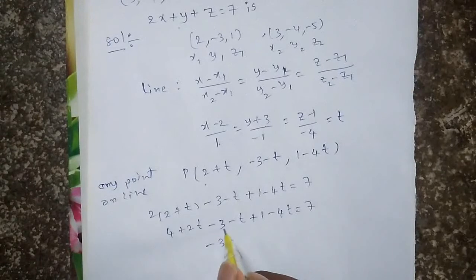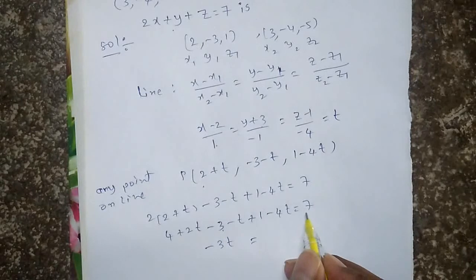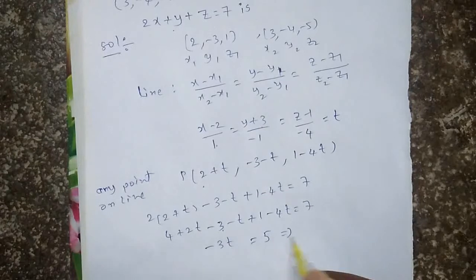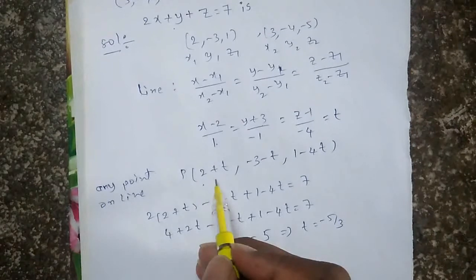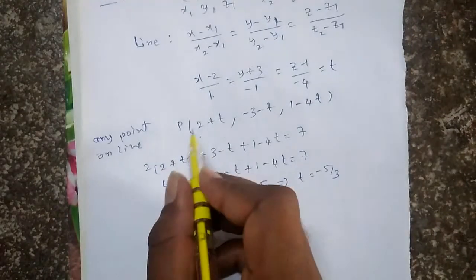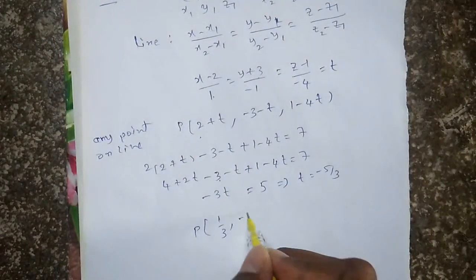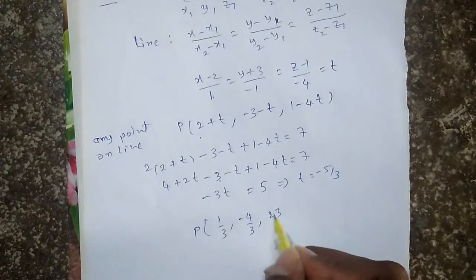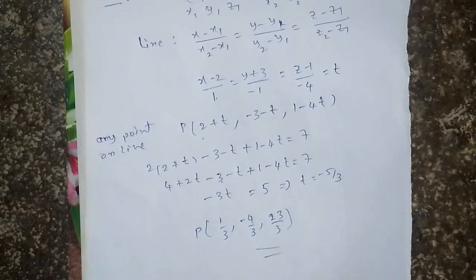4 plus 1 is 5, 5 minus 3, that is 2, minus 3t is equal to 7. So this is 7 minus 2, that is 5, which implies t is equal to minus 5 by 3. Now substitute the t value here, you will get the point. That is, point P is 2 minus 5 by 3, that is 1 by 3, minus 3 plus 5 by 3, that is minus 4 by 3, 1 plus 20 by 3, that is 23 by 3. This is the point of intersection.